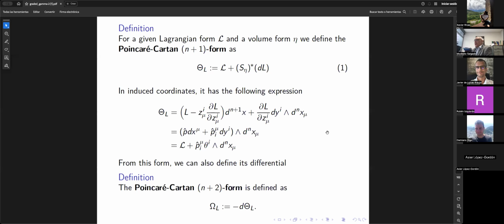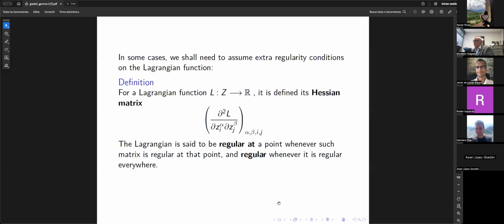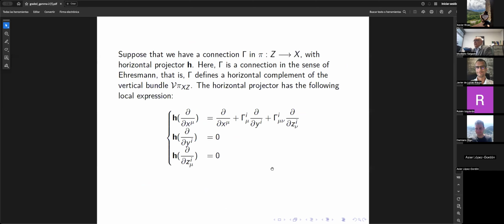And so we can construct this Poincaré-Cartan n+1 form, theta_L, and the differential of this form is the Poincaré-Cartan n+2 form, which is this form. And so we assume that the Lagrangian is regular. This means that this Hessian matrix is regular. And so, well, this is the case we consider.